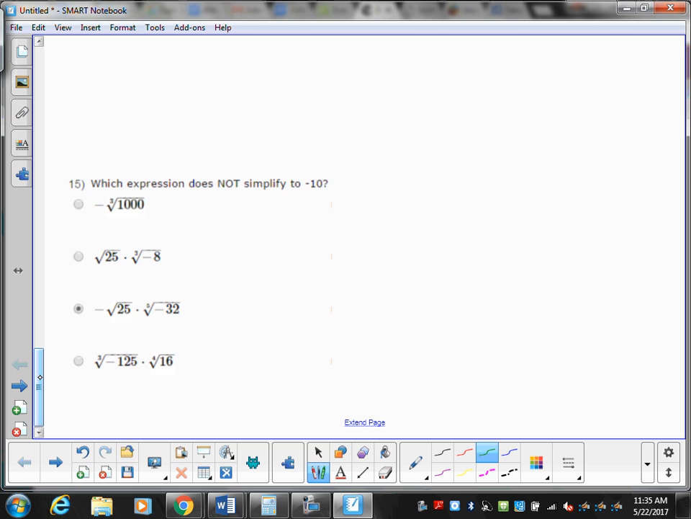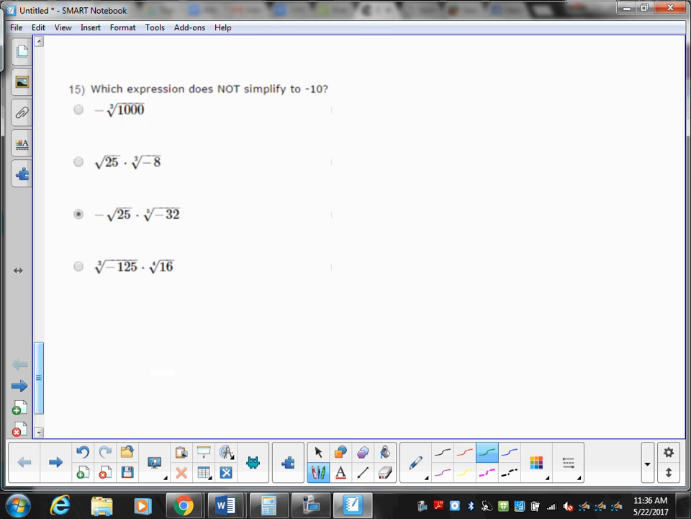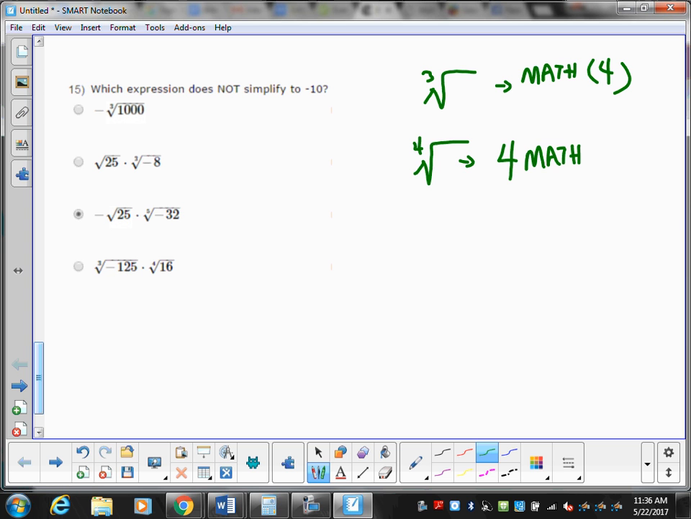All right, and then the last one. Now the biggest thing on here is knowing how to put these into your calculator. And to find a cube root, you have to go into your calculator and hit math, and number 4. If you want to find the 4th root, then you have to hit 4, and then math and number 5.